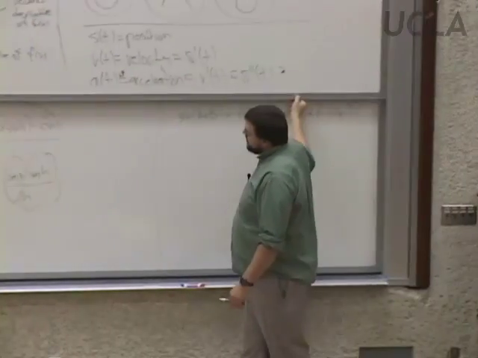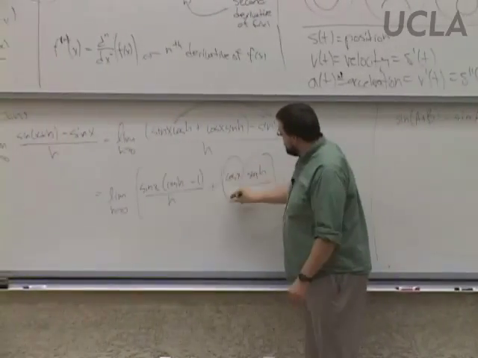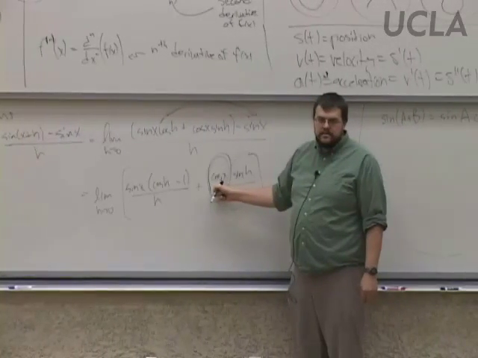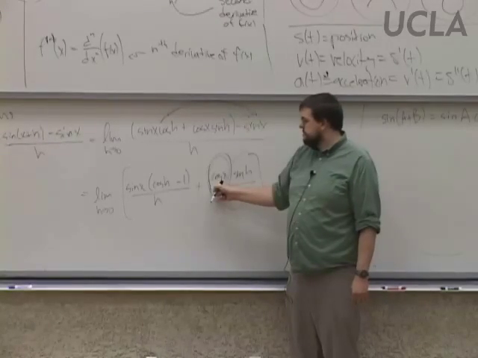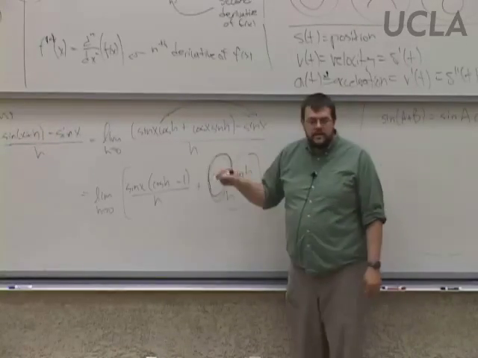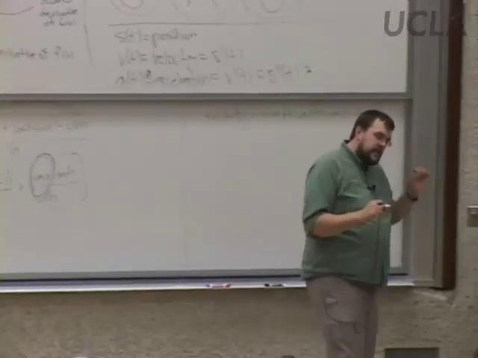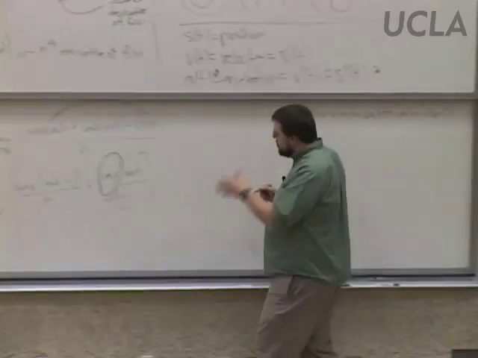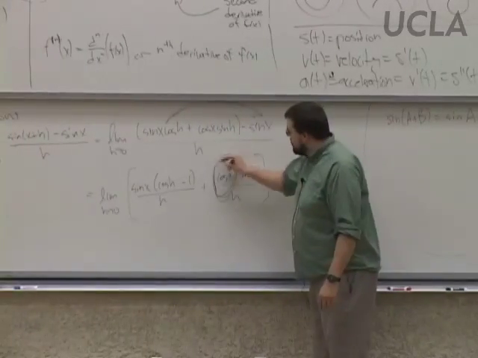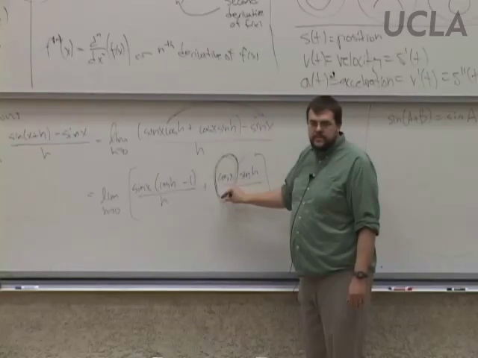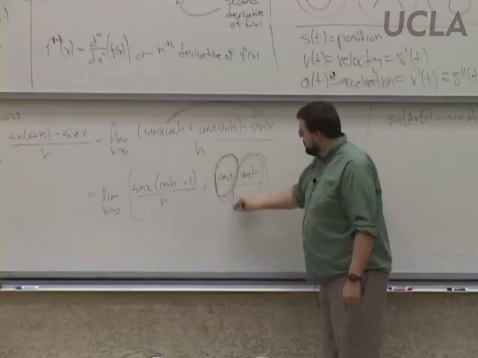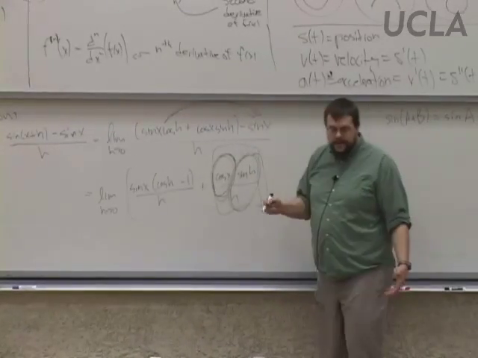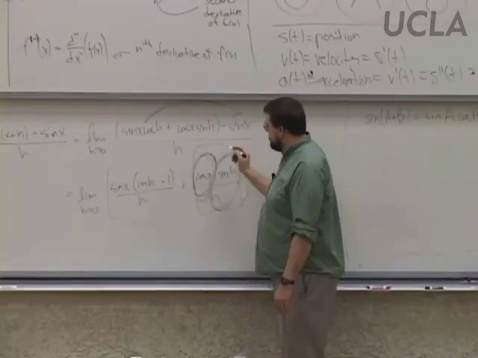So this is good news. This doesn't involve h at all. So what is going to happen to this as h goes to 0? Well, it's a constant, right? I should say it's a constant with respect to h, because it doesn't change as h changes. So as h goes to 0, it goes to whatever that constant is. In this case, that constant is cosine x. What does this go to as h goes to 0? 1. So this piece will go to cosine x.